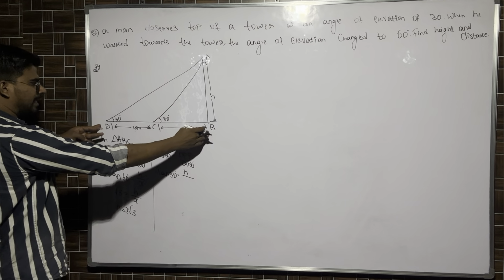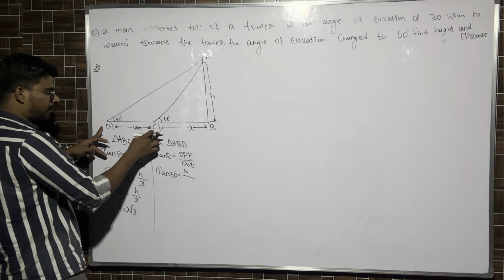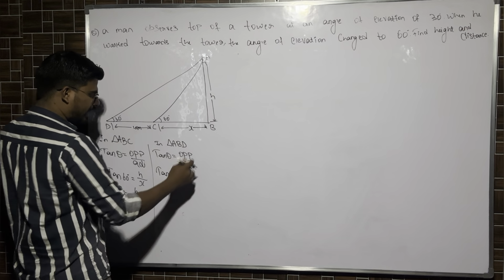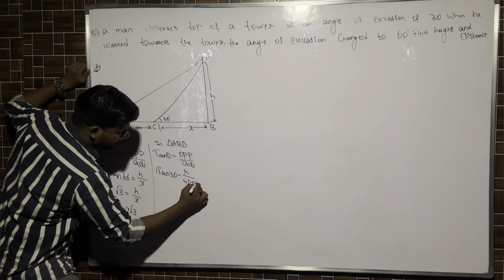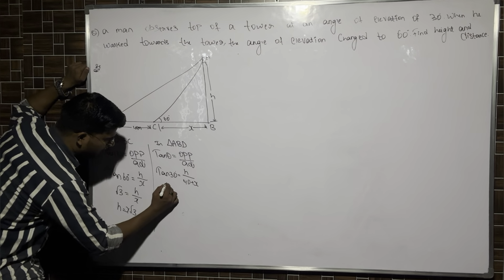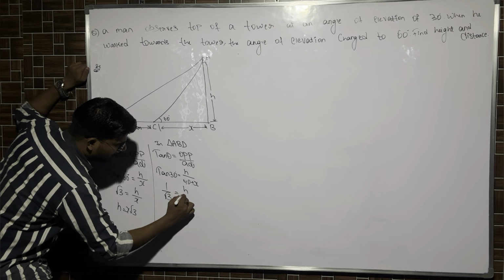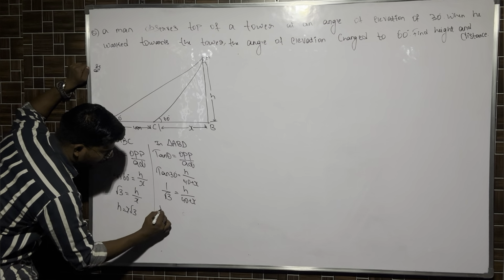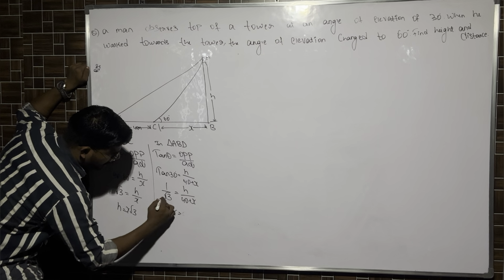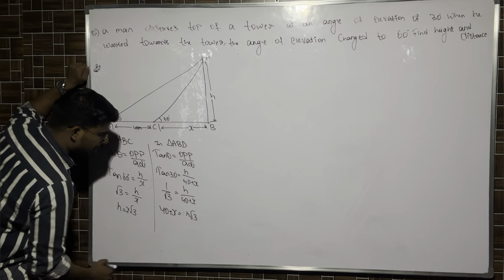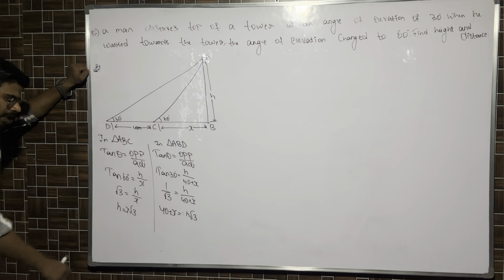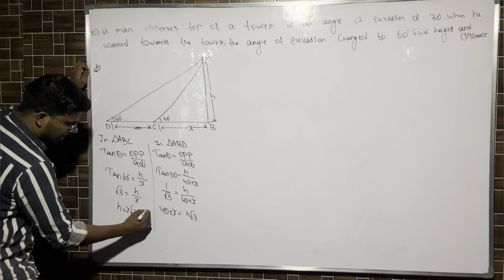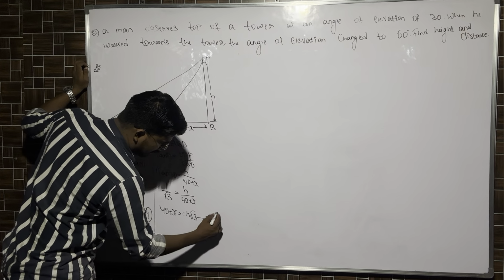Adjacent is total DB. DB consists of DC plus CB. DC is 40 plus x. Tan 30 is 1 by root 3. 1 by root 3 is equal to h by 40 plus x. If I cross multiply here, 40 plus x into 1 is 40 plus x, and h into root 3 is h root 3. Let us name this as equation 1 and this as equation 2.